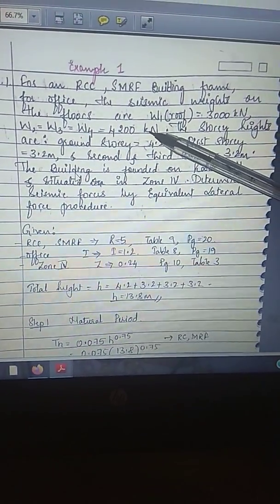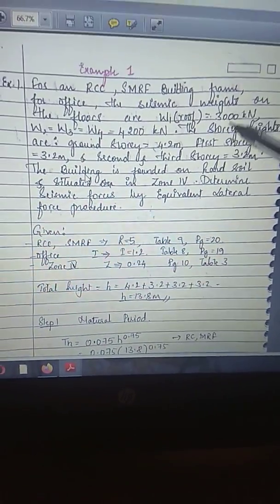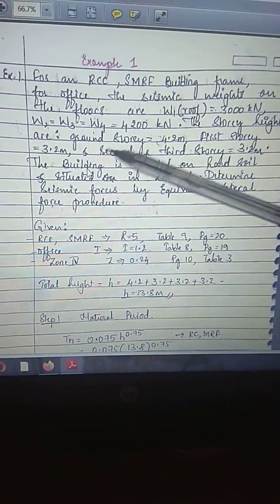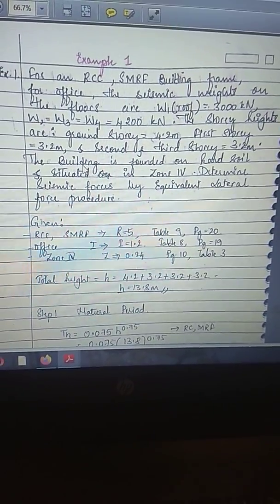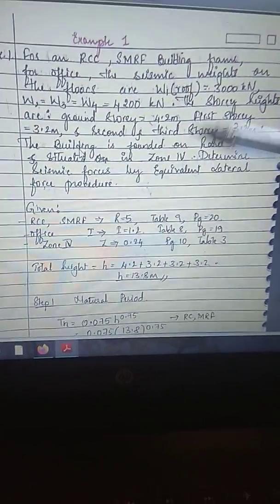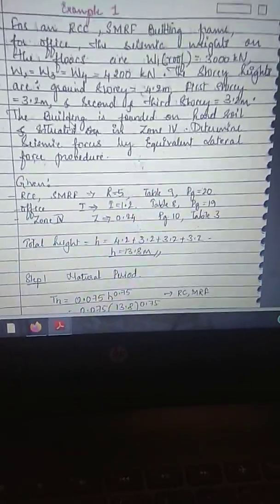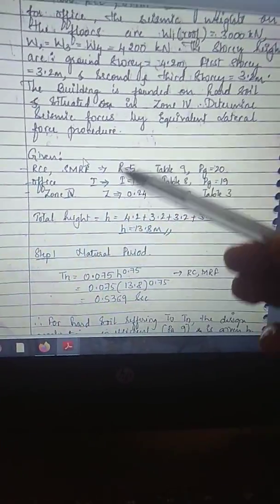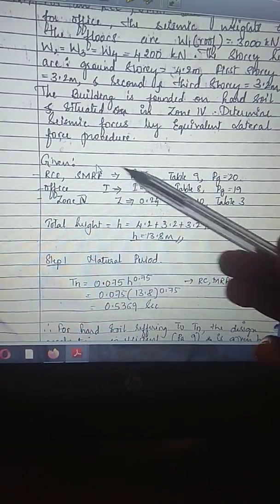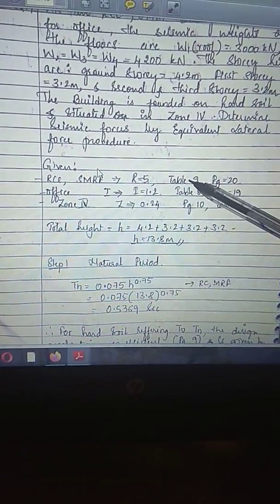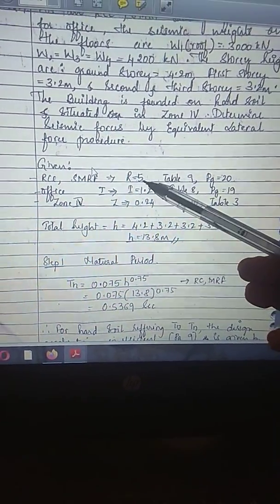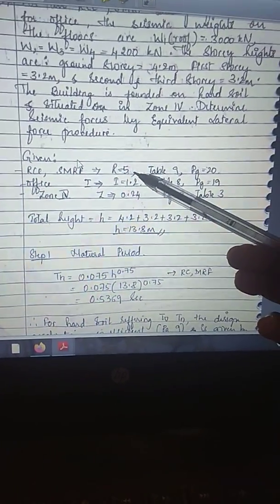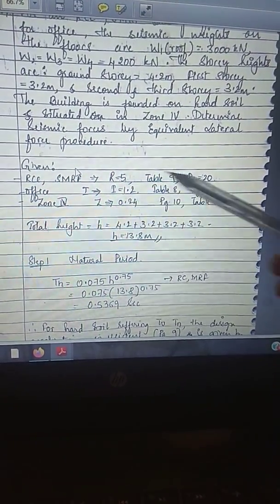It's the first example. In some of the examples we have to calculate the weights, and the various story heights are given so that we will be able to calculate the horizontal forces at each level. So let us begin with, from the given data, the R value for RCC SMRF from table 9, page 20, is going to be 5. So you can refer to the code book and find the value.